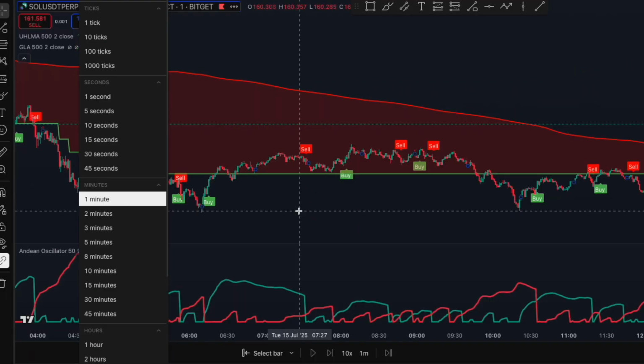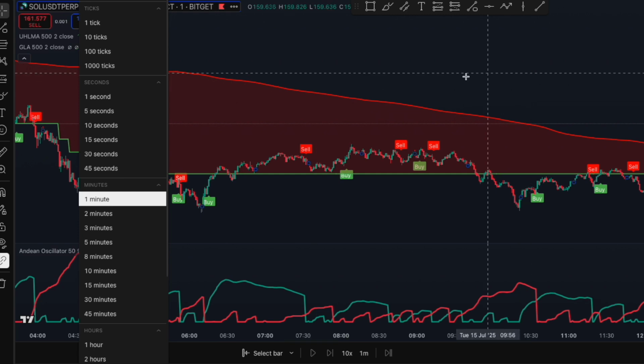But now I'm curious. Should we test this same setup on other time frames, like 5-minute or 15-minute charts?